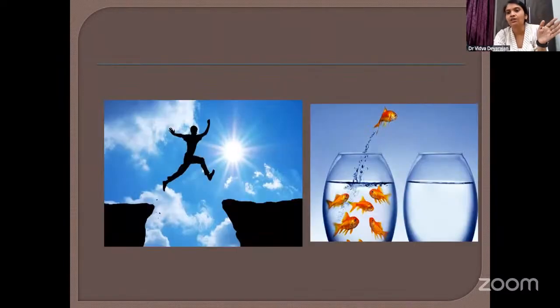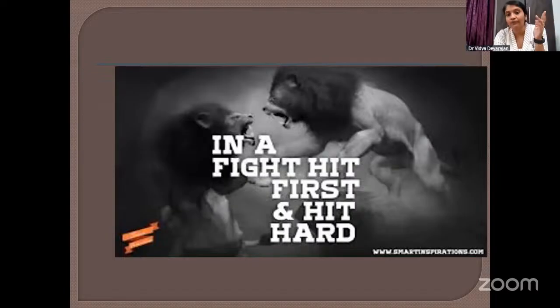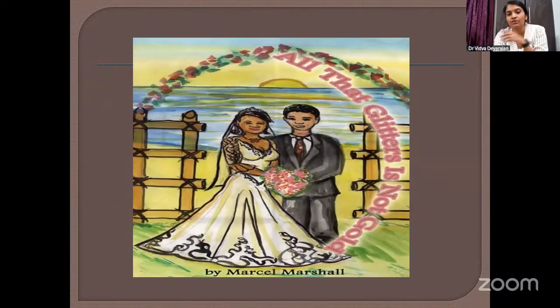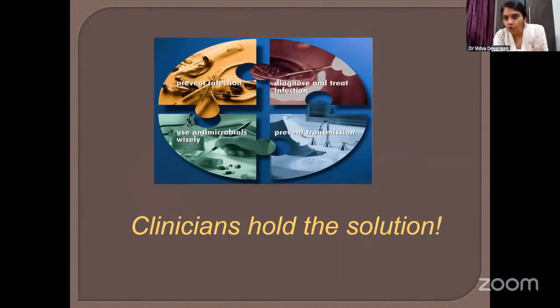We are running out of antibiotics. We're going into an antibiotic-free era. Yes, in a fight, you have to hit first, hit hard, but please hit wisely. Preserve antibiotics. Remember, everything that glitters is not gold. Not all fevers are infections. You hold the solution. So don't just look at culture; know what to treat and what not to treat.